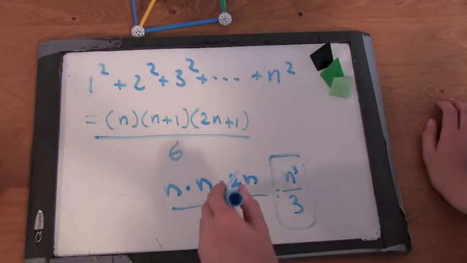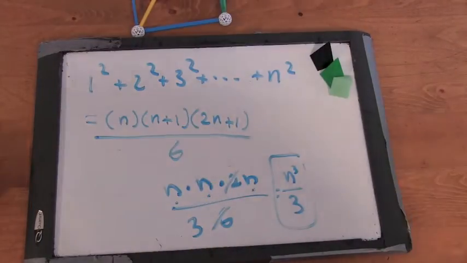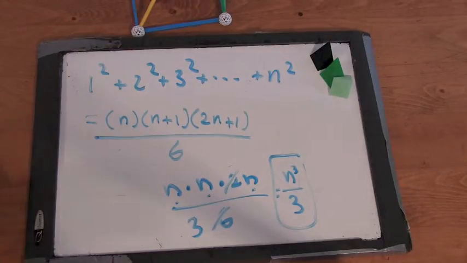Why n cubed over 3? Because you can cancel a 2 here to get a 3, and then you have n cubed over 3. What does that remind you of? It reminds me of one third of a cube of length n. Wait a minute, is that what we were seeing? Can you believe that?